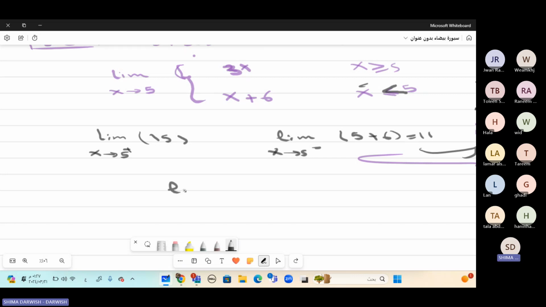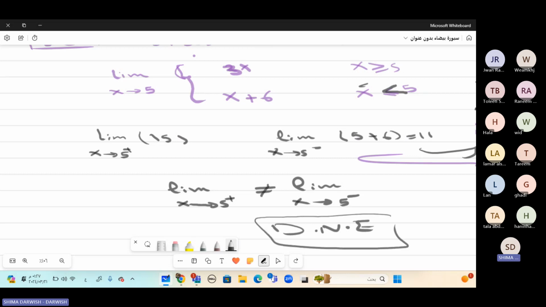So for the limit, we should write each step, girls, because each part of it has a mark. So left hand side is not equal to the limit as x approaches 5 from the left hand side, so the limit does not exist. We should write that the limit does not exist.